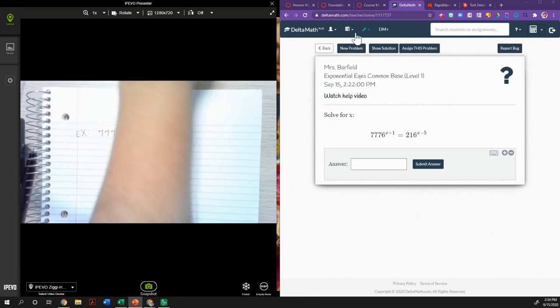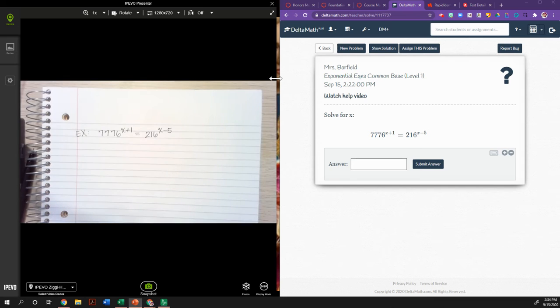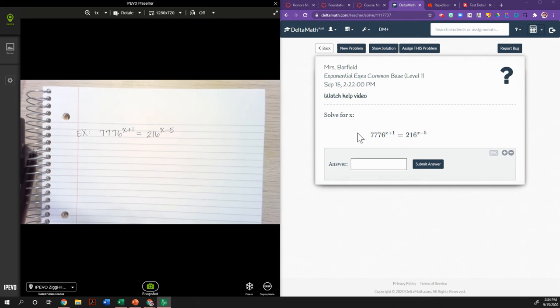All right, so let's look at the equations that we've got here. It says I need to solve for x. So I have 7,776 with an exponent of x plus 1 equals 216 to the x minus 5.